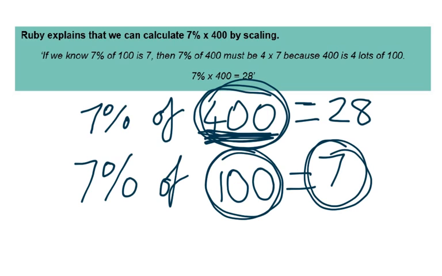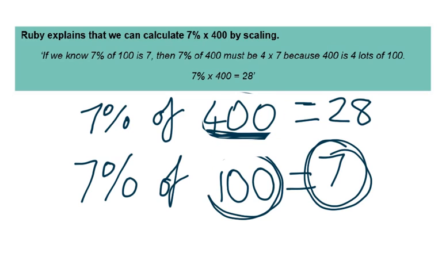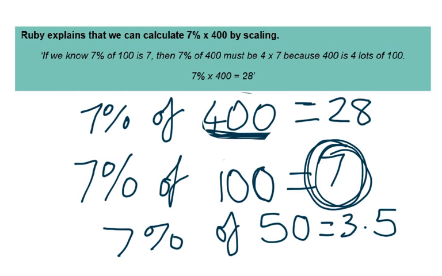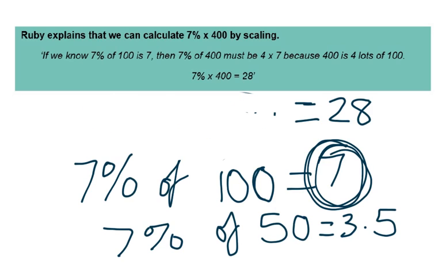So when you've got a percentage, to one that is linked to a number you know, use it and just make it bigger or make it smaller accordingly. So you could have found 7% of 50 by halving this, which would be 3.5. So I'm using what I know and scaling it up and scaling it down.